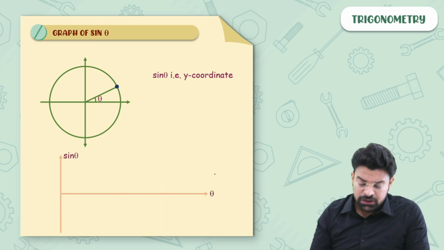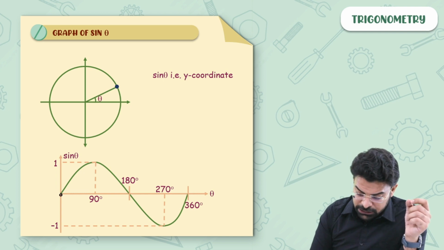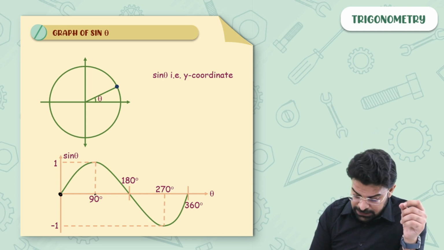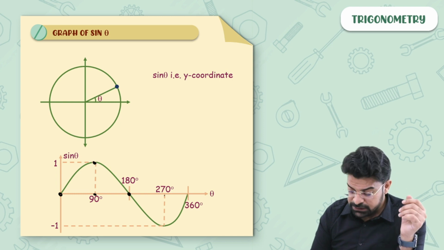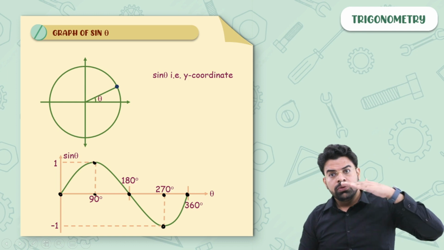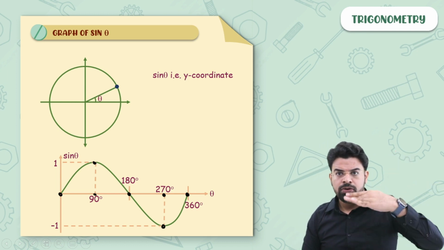So if we draw the graph of sine theta versus theta, the graph goes like this. Sine 0 is 0. Sine 90 is 1. Sine 180 is again 0. Sine 270 is -1. Sine 360 is 0. So 0, 1, 0, -1, 0, 1, 0, -1.